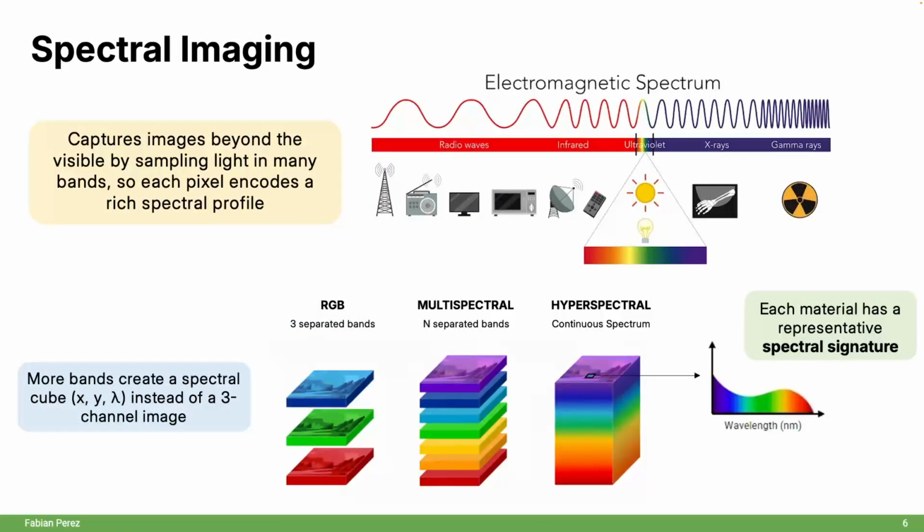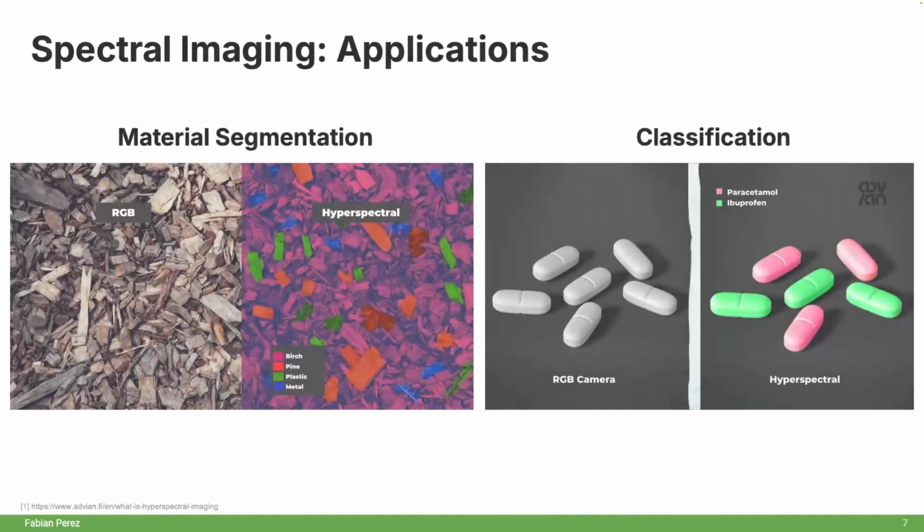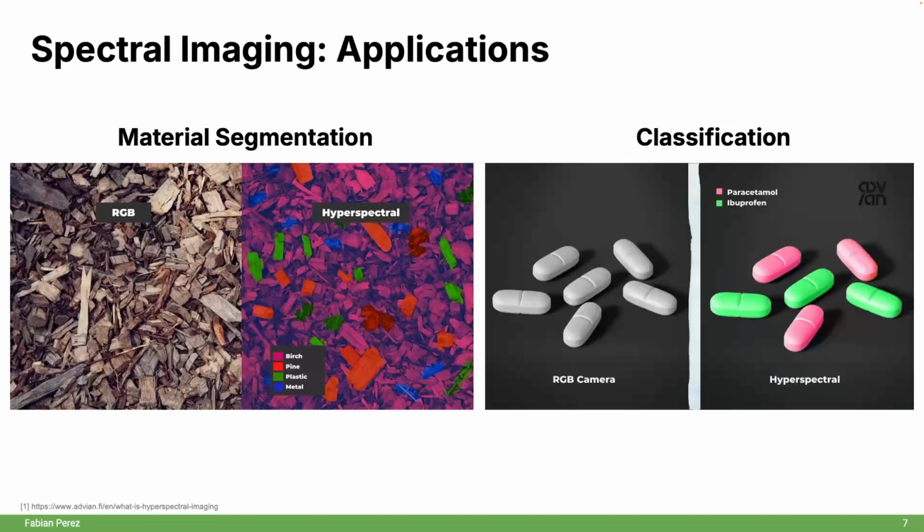Spectral imaging samples many wavelengths, forming a cube of data. Each pixel has a spectral signature, and that's far more discriminative than RGB, helping tell apart materials that look the same in color. This unlocks tasks like material segmentation and classification. Crucially, it can separate materials that are visually similar but physically different.